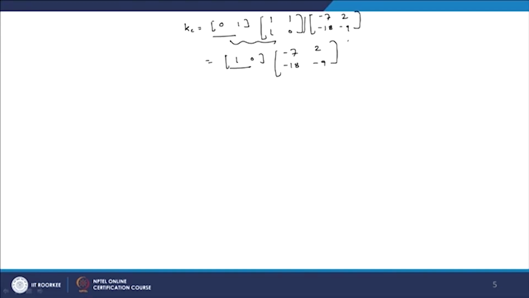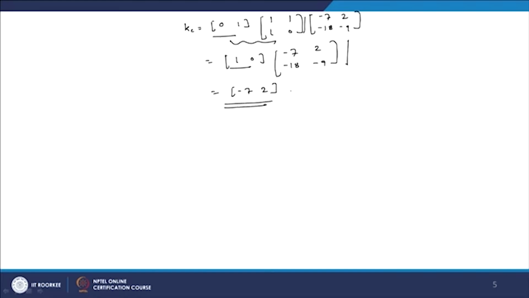and therefore the final controller KC is given as [0 1], QC inverse is [1 1; 1 0], and here [-7 2; -18 -9]. Now, if you multiply this by this, after this you will get [1 0], and with [-7 2; -18 -9], multiplication by this, you will get [-7 2].